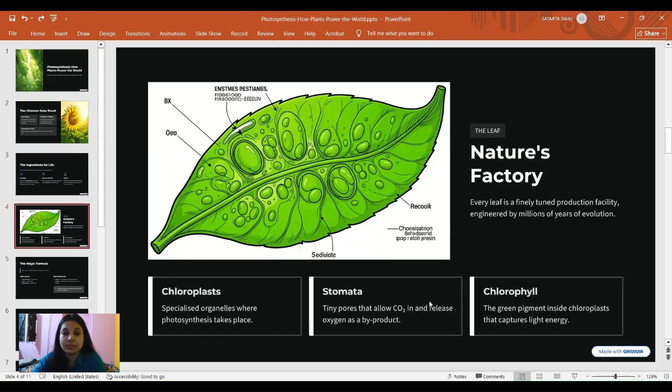So the next topic is the plant leaf, which is called nature's factory. We know that every leaf is a fine-tuned production facility engineered by millions of years of evolution. That means plants have the property to use sunlight, water, and minerals, and they prepare their own food. So basically in the leaf, three things are present, that is chloroplast, stomata, and chlorophyll.